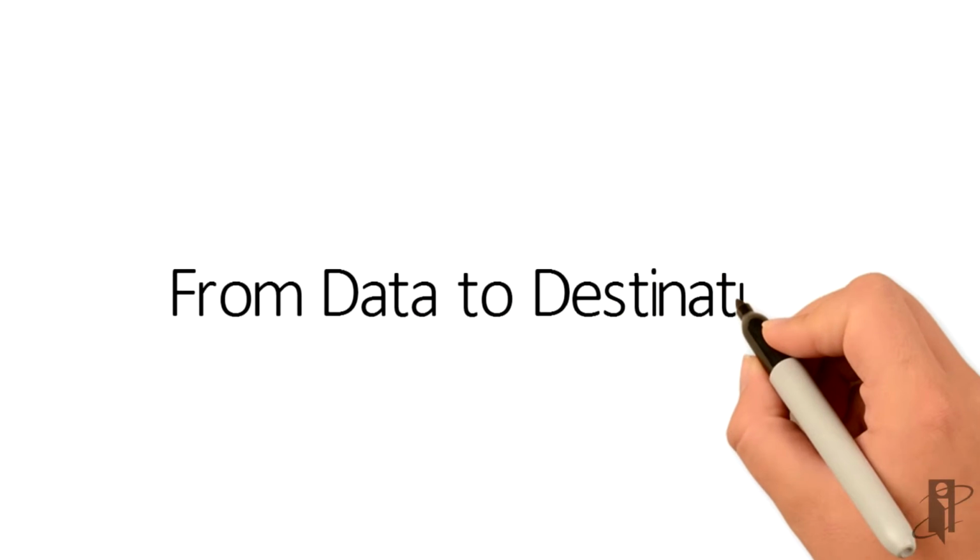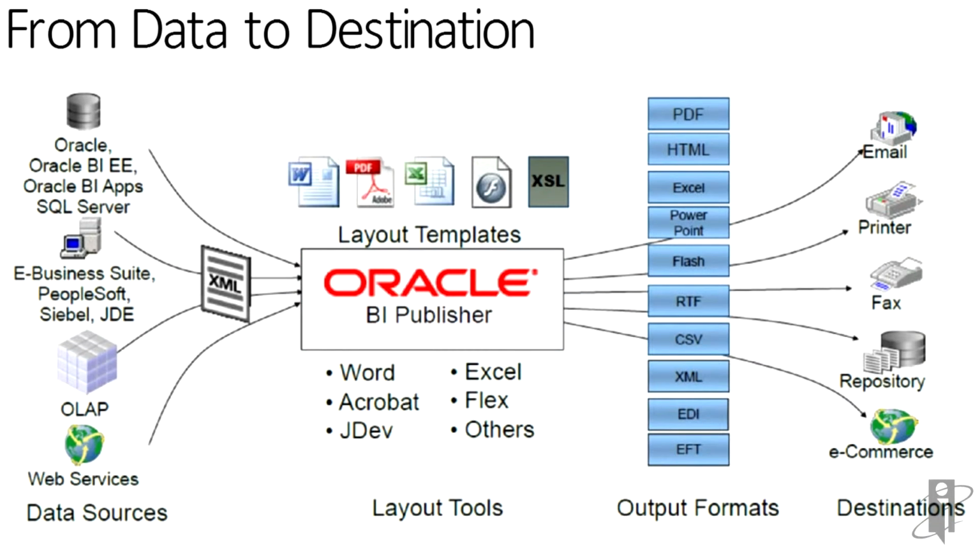So, data to destination. Oracle BI Publisher connects to a variety of data sources: regular SQL databases, multi-dimensional or OLAP databases, web services, and transaction systems. As long as the query is able to generate and produce an XML file of the data, that XML data is then married into a template, a report layout, which can be done from a variety of layout tools, and they're listed there. Finally, the output can be produced into HTML or Excel files, PowerPoint, XML, EDI, or EFTs, and then also sent to email, printers, faxes, document repositories, or even back into an e-commerce site.